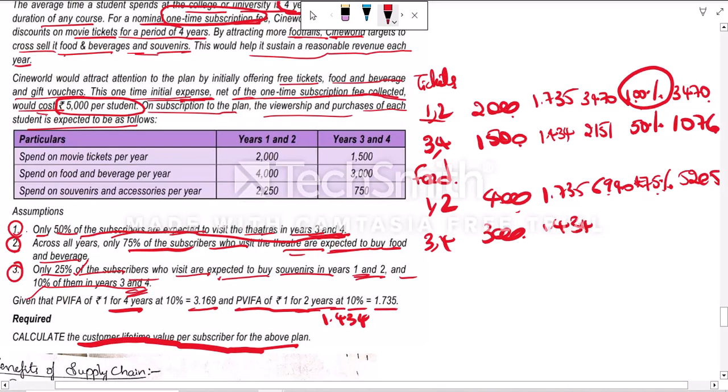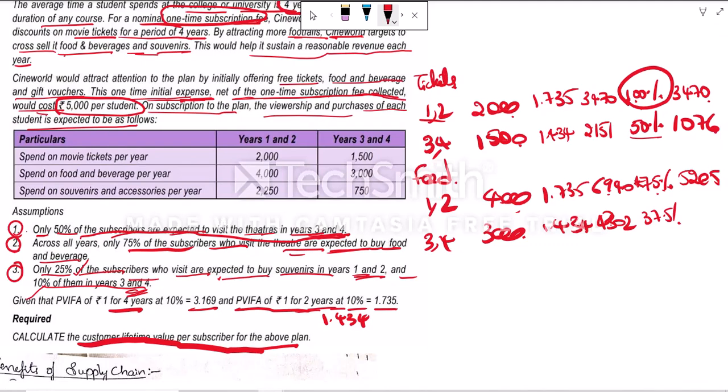And next, 3,000 into 1.434 is 4,302. In that 75%, in the third and fourth years we have only 50% on that 75%. This is one method: 37.5%. So multiplying 4,302 into 37.5% gives 1,613.